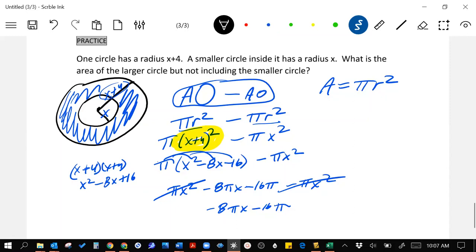Okay. For some reason, when I did x plus 4 and x plus 4, I don't know why I got a negative here, because 4x plus 4x is positive 8. I don't know why I wrote that as a negative either. Okay, so I got those back. Now I have those right, which means these are plus. So it's actually plus 16.